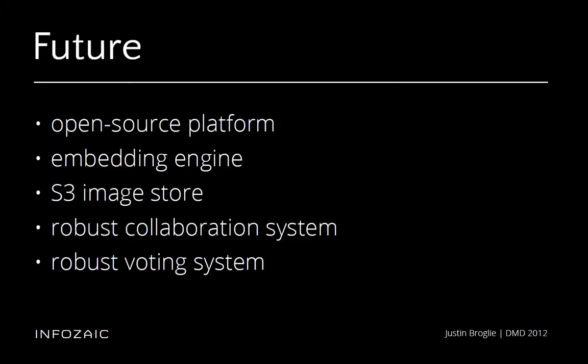So in the future, I really would love to see it as being an open source platform if there's interest in developing it, and also having an embedding engine, which the last 4 features here, the groundwork has been laid for this. So I'd love to see it as an embedding engine, or have an embeddable engine rather. Images should be stored on the cloud on S3. There should be a more robust collaboration system similar to Google Docs, and a more robust voting system so that information can be voted up or down.